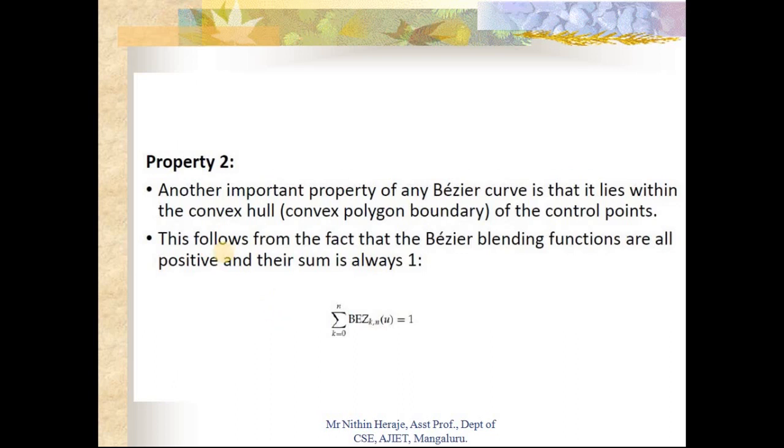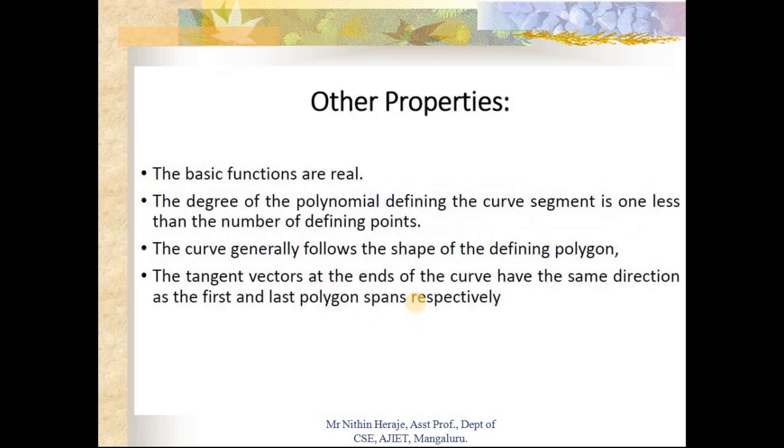Property 2 is this: the Bezier curve lies within the convex hull of the control points. This follows from the fact that the Bezier blending functions are all positive and their sum is always 1. Then the equation summation of k equal to 0 to n of Bezier of k comma n of u is equal to 1. These are the other properties. You can just have a look at this.